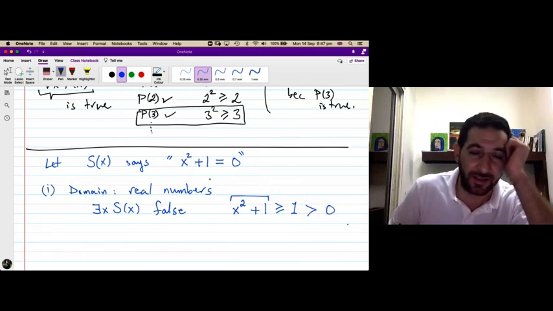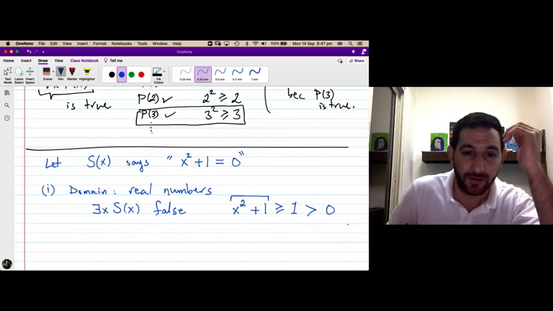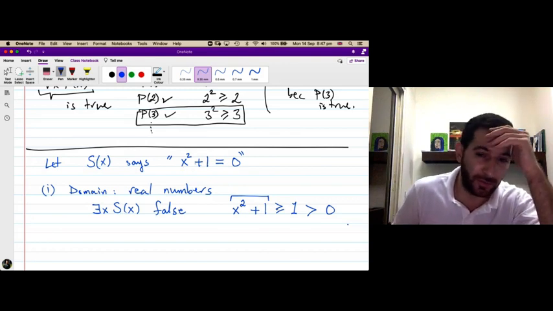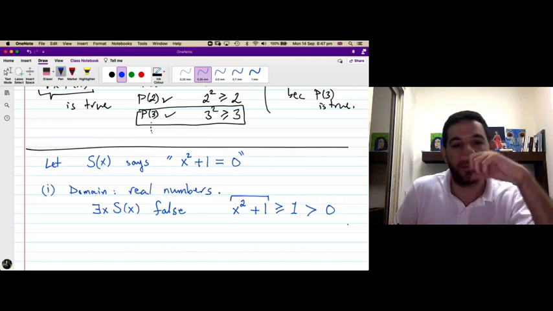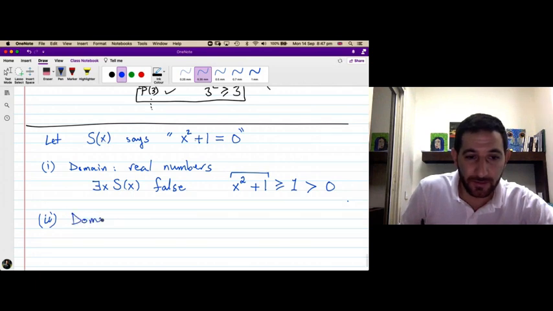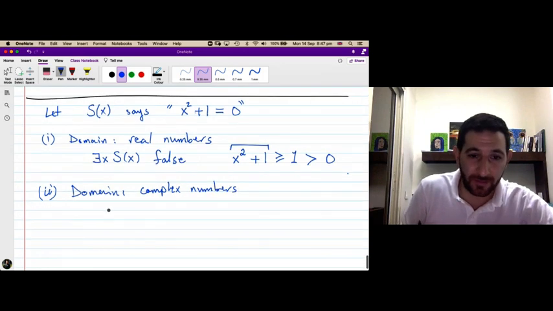So we will never hit 0 no matter how you search for a real number. Whenever you square it and add 1, you will always be away from 0. Okay, so this is false. However, when the domain is the complex numbers, then we can find an element with property S. So in the complex numbers, this statement is true.